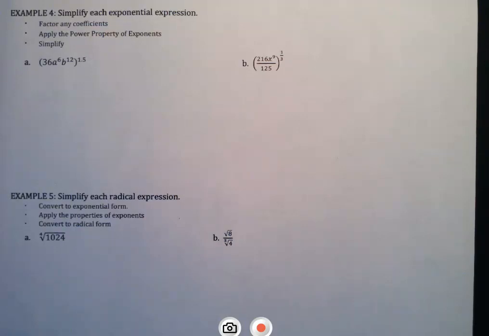So one thing, let's look here. What's up with this exponent? It's not a fraction. It's a decimal, not a fraction. Can we write that as a fraction? 1.5 would be what fraction? 3 halves. 3/2. Okay, so that would be better if we said, well, this is equivalent to 3/2. All right, so first step, factor any coefficients.